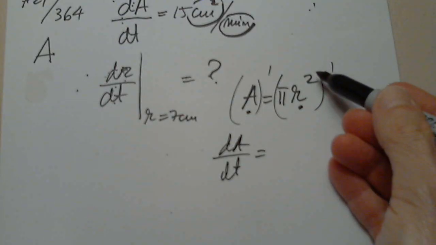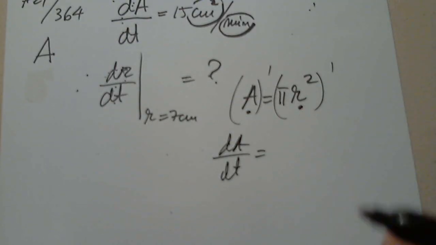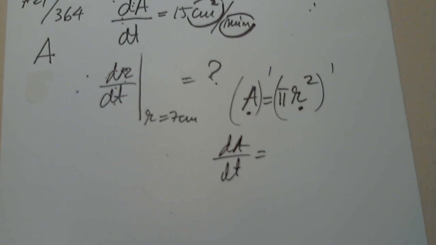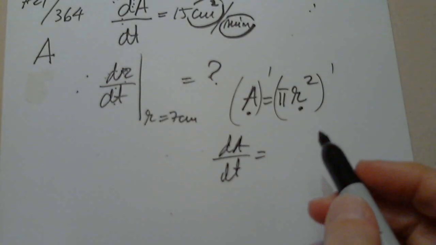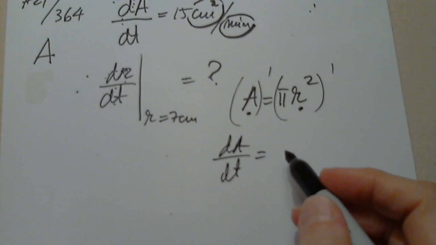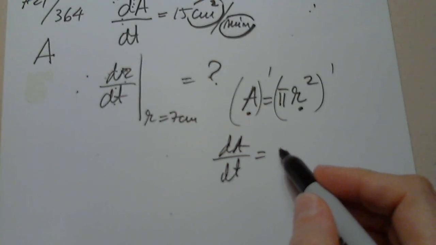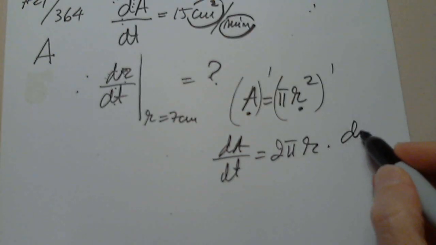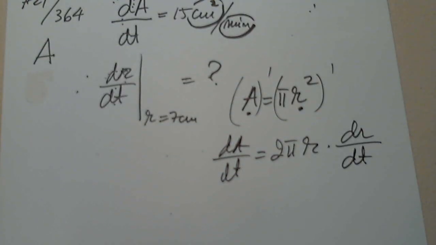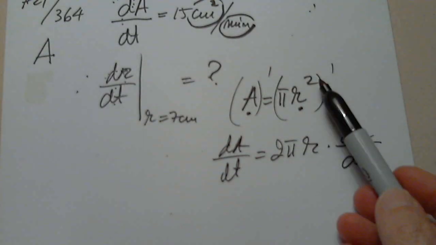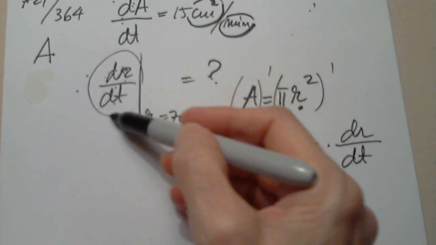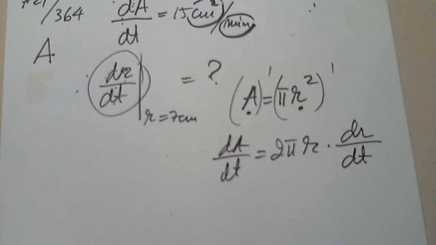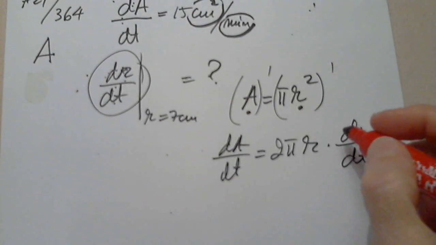Equals. Please differentiate this as a function of time. How do I differentiate pi r squared as a function of time? Two times pi r times dr over dt. Excellent. 2 pi r, 2 minus 1 is power 1, times the inner function's derivative. This is what I'm after, which means I have to solve for dr over dt. This is my variable.